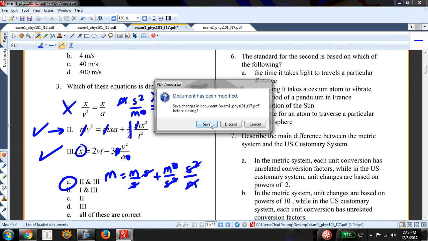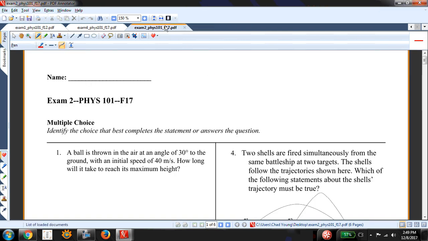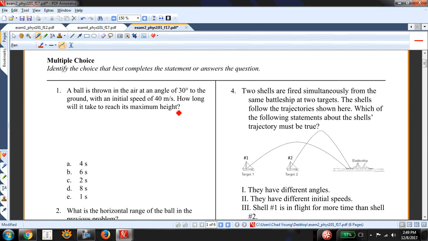Let's look at exam 2 from fall 17, questions 1 through 3. This was a sequence of questions about projectile motion. So I have a ball that's thrown in the air at an angle of 30 degrees to the ground with an initial speed of 40 meters per second. How long does it take to reach its maximum height? I always love to draw a picture. It just helps me to think about the question and what's going on.